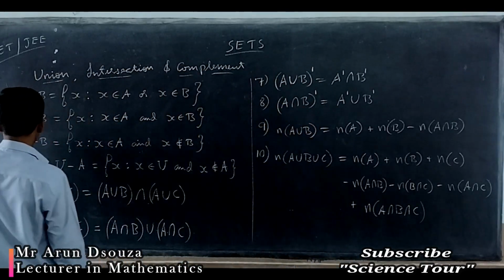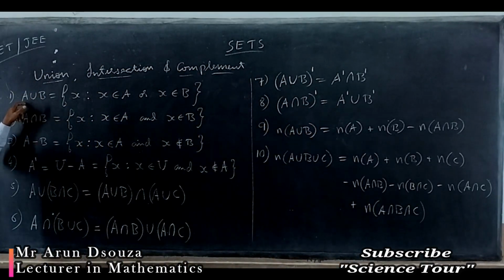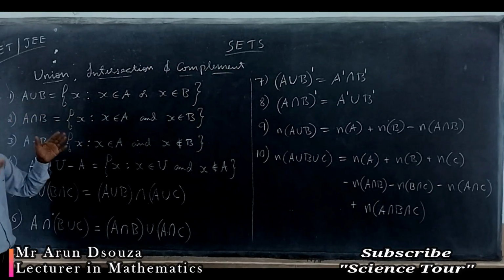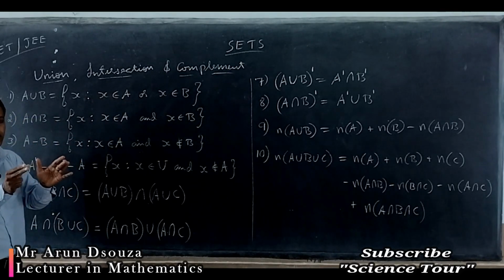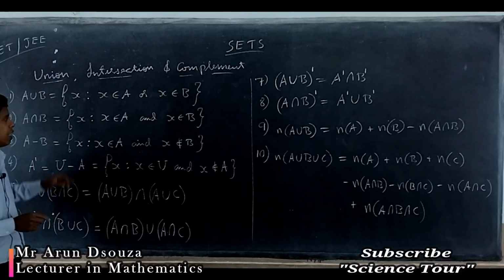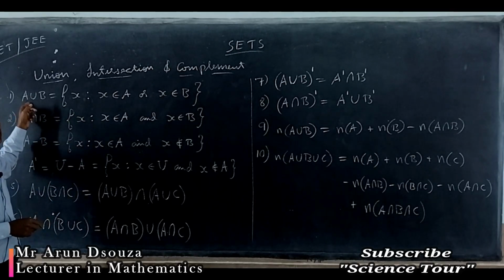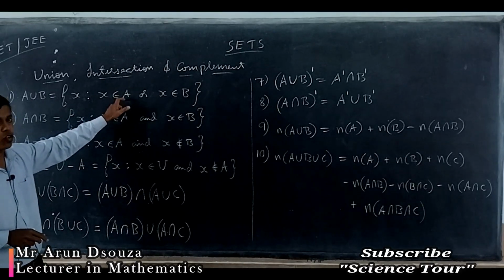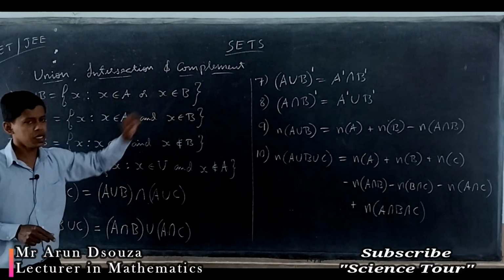Well, the first one being union. Alright, so what is the meaning of A union B? See, you have a set A, you have a set B. Now you want to combine them, and you want to find A union B. So that would be the elements from A or B.